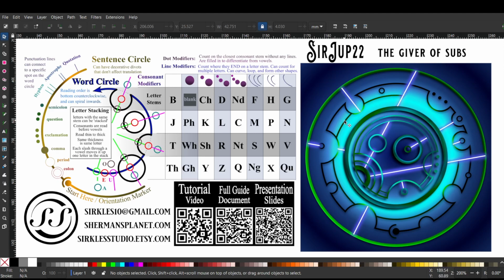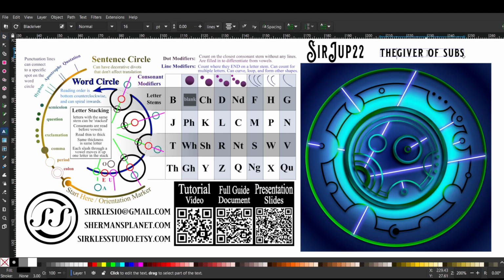And then we have the next word here, and I put these 2 lines here to kind of visually separate the words, but there's nothing between the of and then subs, so it would technically be the giver of subs, like this, but it's bad aesthetics anyway.